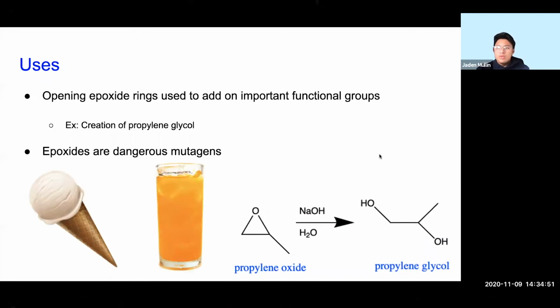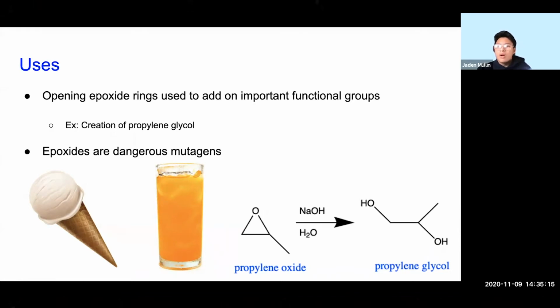So going into the uses, the opening of epoxides is mainly done in order to create a variety of products with different functional groups. A common example is the compound propylene glycol. The reaction scheme is shown below, and it's a pretty common product with around 2.16 million tons produced every year, and with uses in both the EU and in the US.